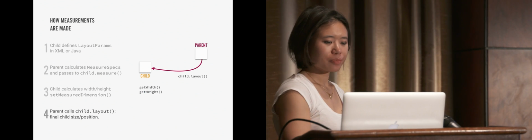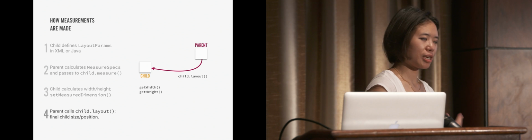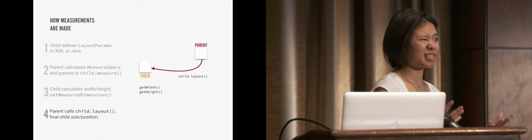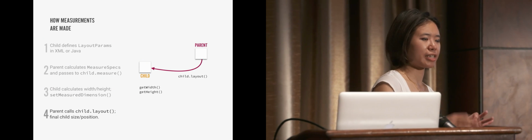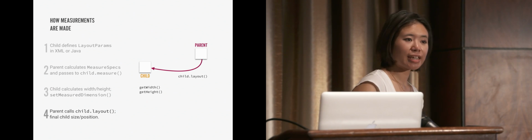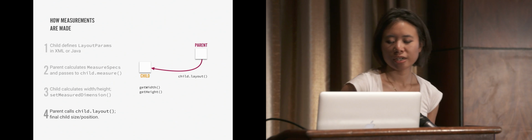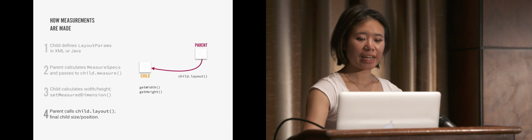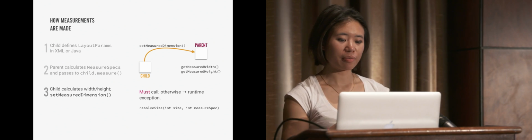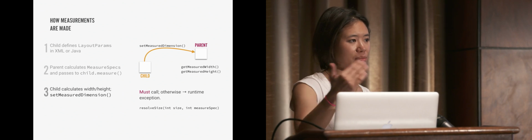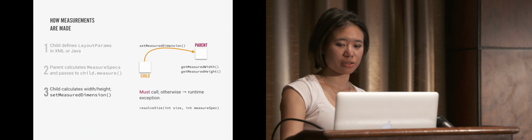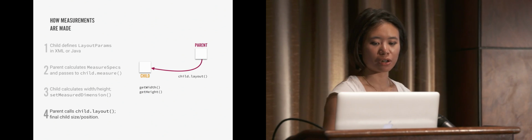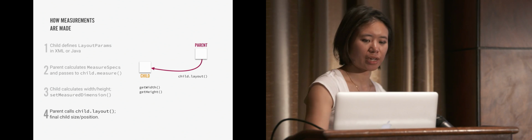And then at some point later, once that child has figured out its measured width and height, that parent will start laying out children. The final phase in measuring that child is setting a final size and position. And the parent does that when it calls layout on the child. So a child, in a way, has two sets of dimensions. It has its measured dimension, its measured width and measured height, and you call getMeasuredWidth and getMeasuredHeight to get those values. And its final width and height on the screen, and you call getWidth and getHeight on the child to get those values.